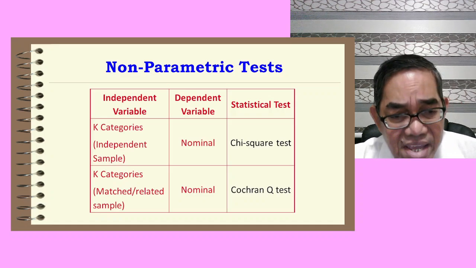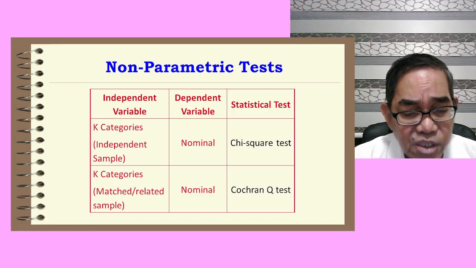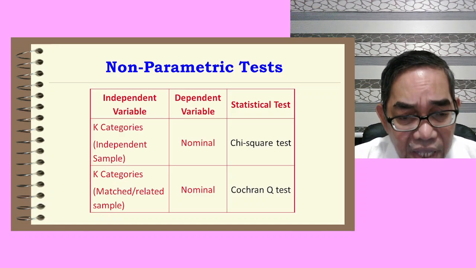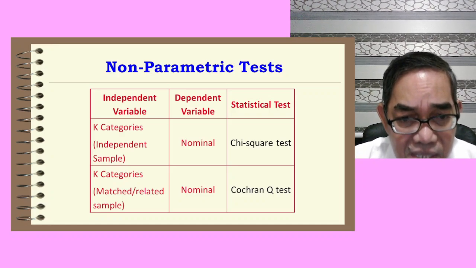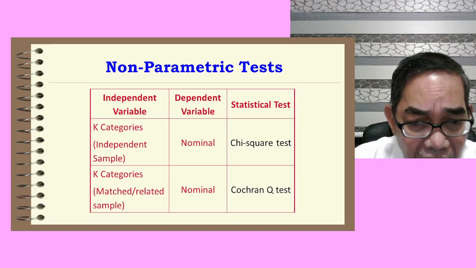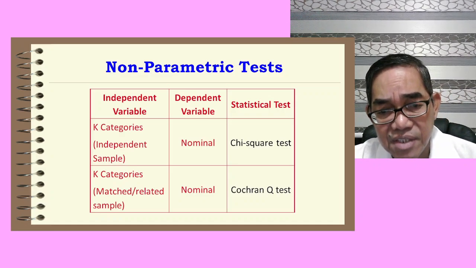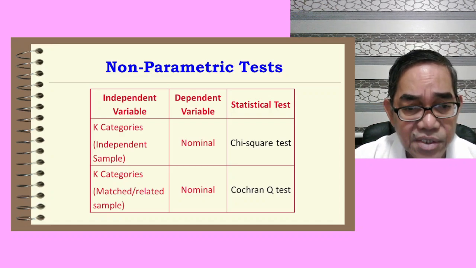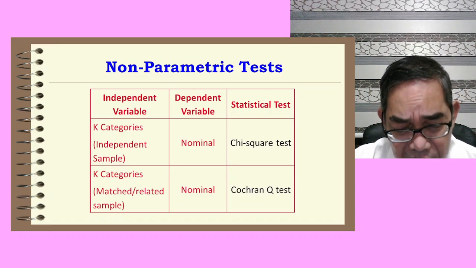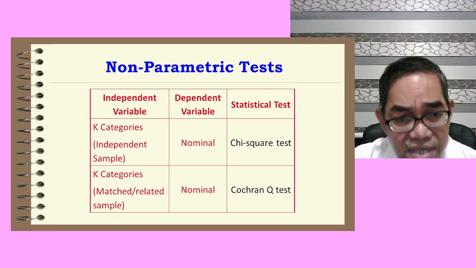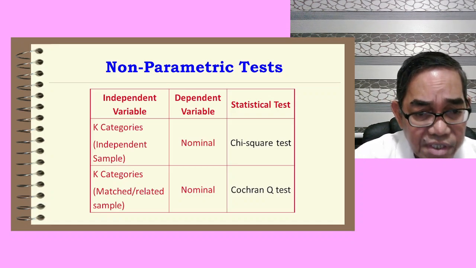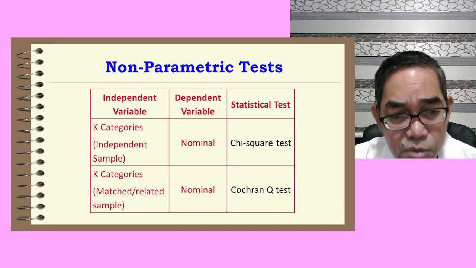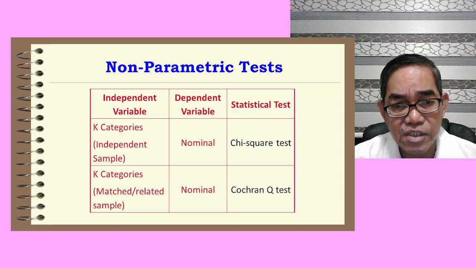Now, for K categories that are related to each other, the same participants, measured more than 2 times, and the dependent variable is nominal, the statistical test is the Cochran Q test. Note that if you have 2 categories matched, this should be the McNemar chi-square test. But if you have 3 categories from the same sets of participants, measured more than twice, we use the Cochran Q test.